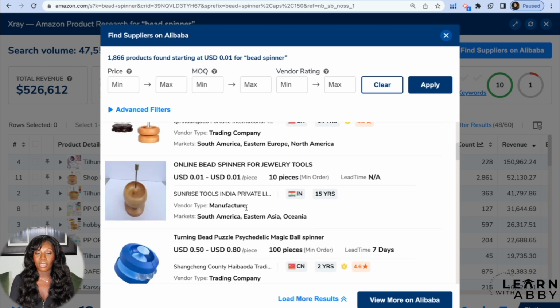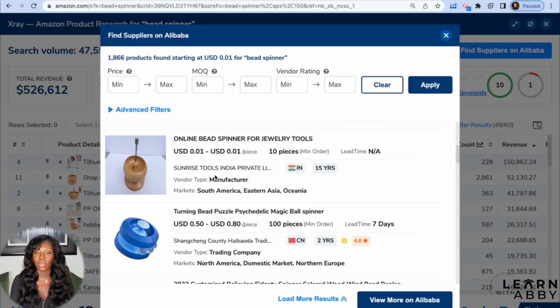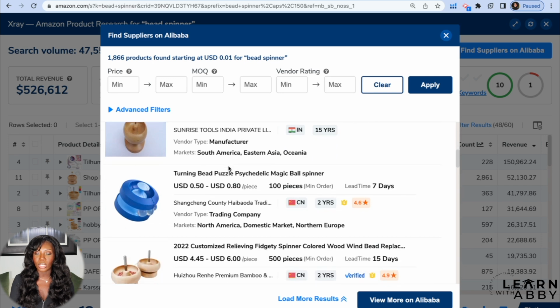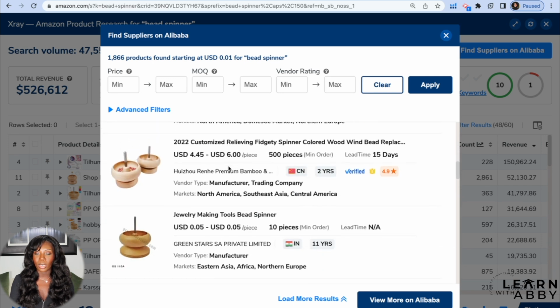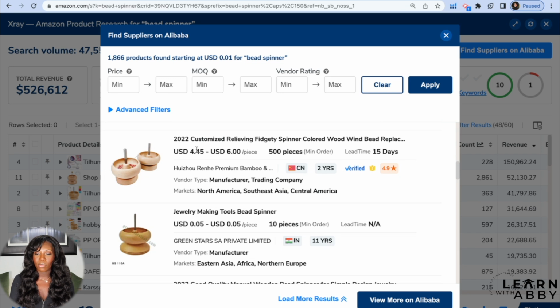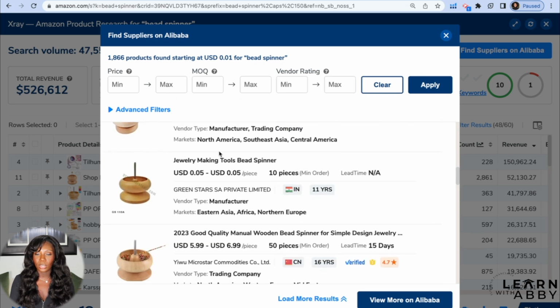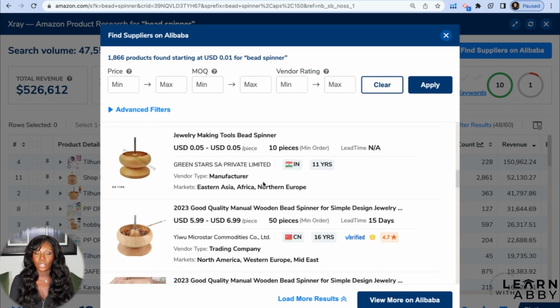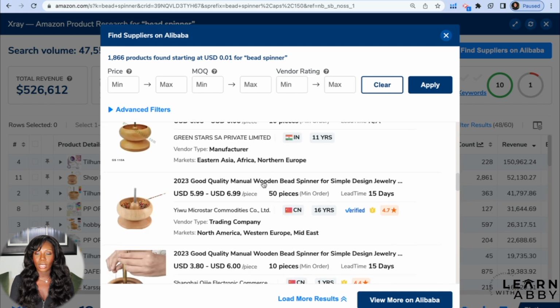Mind you, these are not the electric versions. Those ones were all like the wooden manual versions. I'm sure the electric ones would be more expensive. So they've got $4.45 to $6. Some of these are saying 5 cents. I know for a fact that that's not accurate. So I would just keep on looking here.